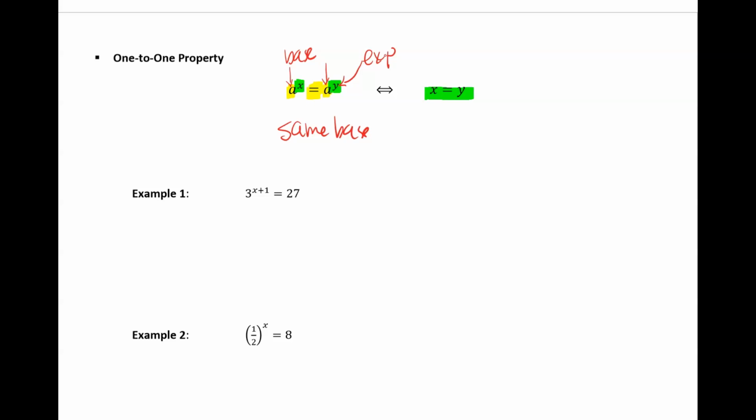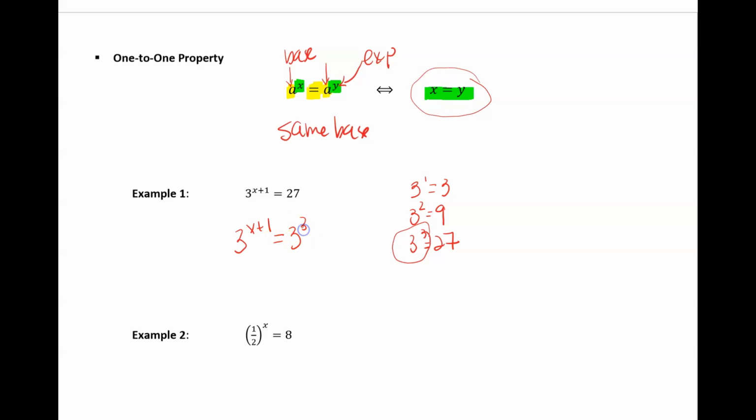So I'm going to do that by converting these into the same bases, so then I can just set the exponents equal. So I have 3 to the x plus 1 equal to 27. So I'm going to grab my calculator, and in my calculator I'm going to type 3 to the first. Well, that gives me 3. 3 squared, well, that gives me 9. 3 cubed, that gives me 27. So I'm going to substitute in that 3 cubed over here.